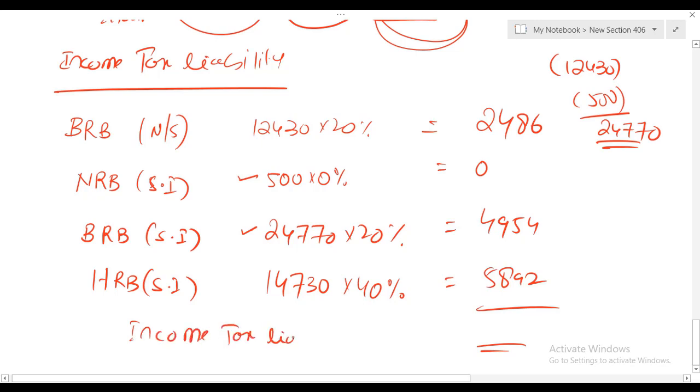Here comes your income tax liability. Let me check: 5,892 plus 4,954 plus 2,486 is 13,332. That's great. Now I strongly believe that you'll have a really good idea of how to deal with the nil rate band of saving income.